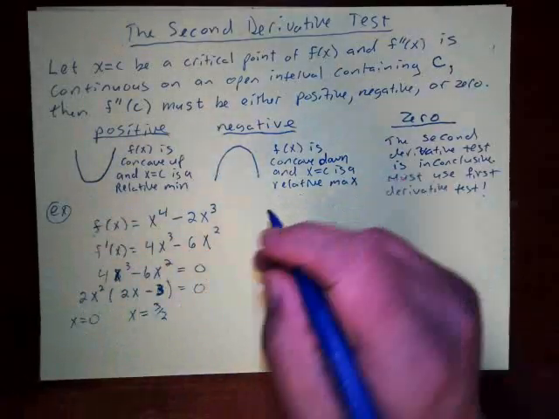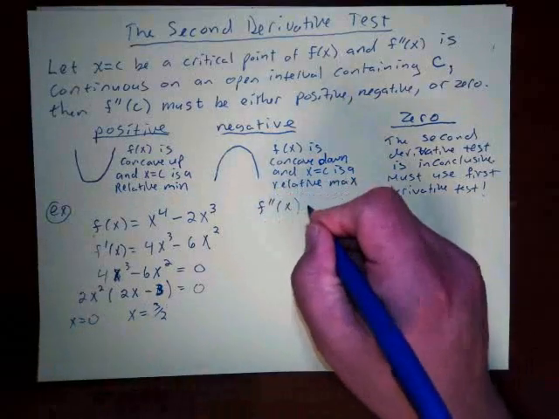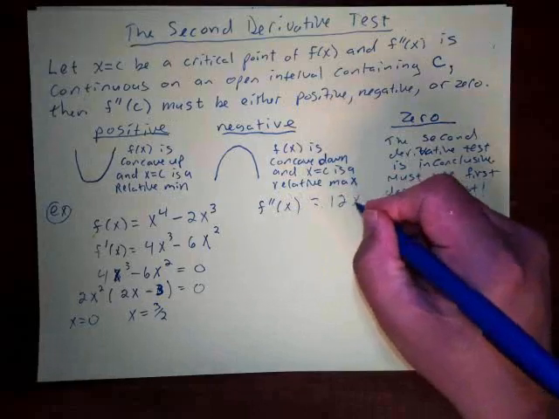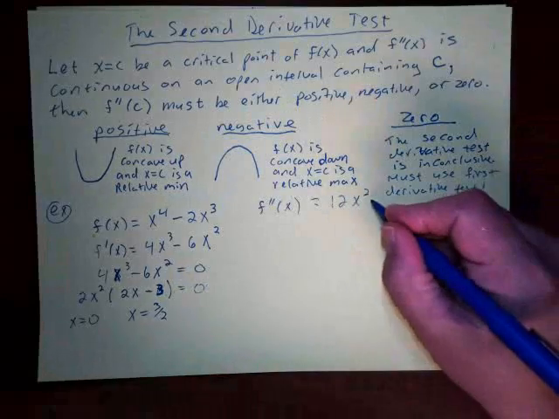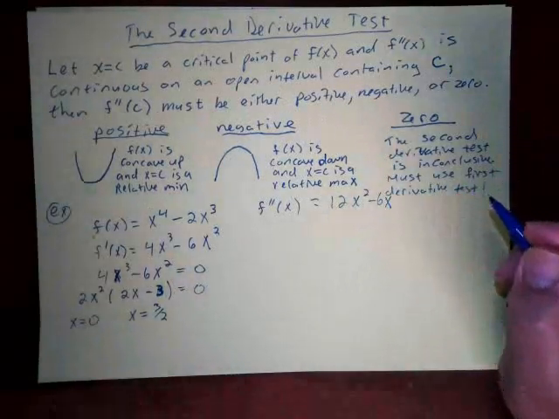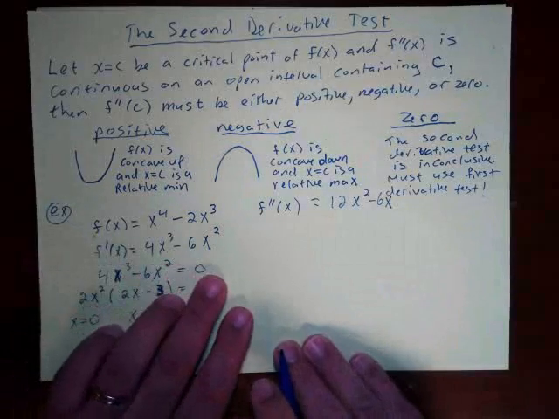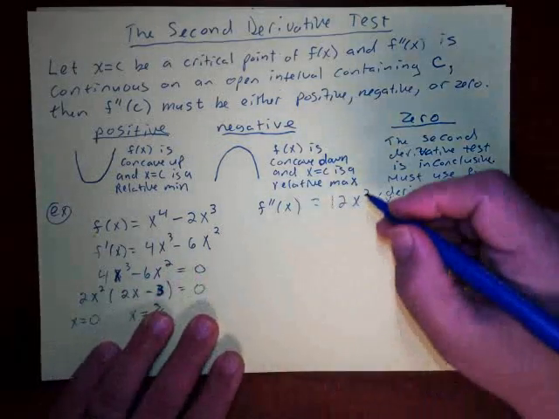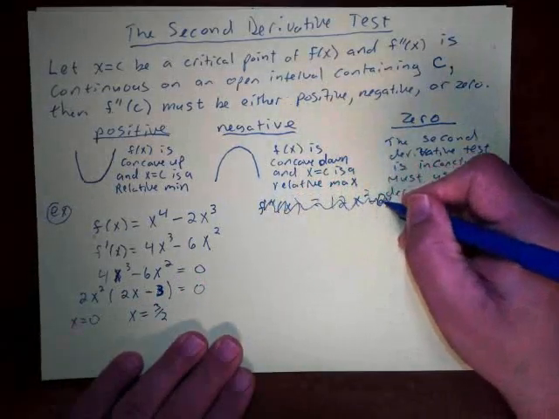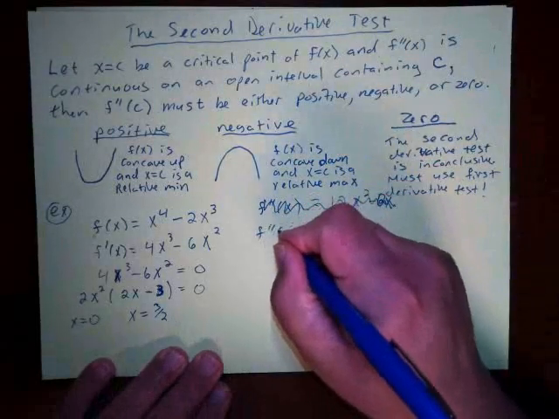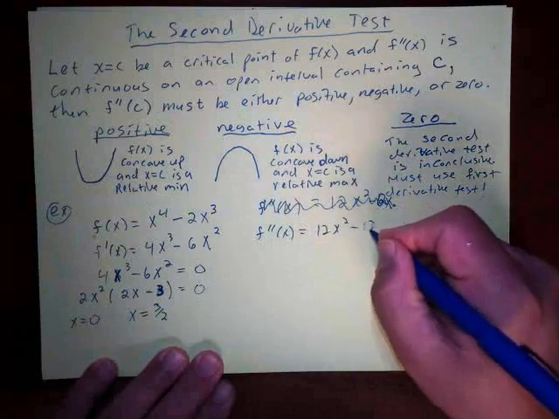So what I'm going to do here is take the second derivative first of all. This would be 12x squared, and then this would be minus 6x. Okay, so 12x squared minus, and you know what? It would be minus 12x, sorry. That's kind of running into things. So I'll write it down again. So 12x squared minus 12x.